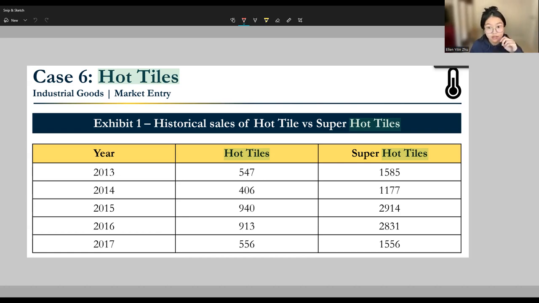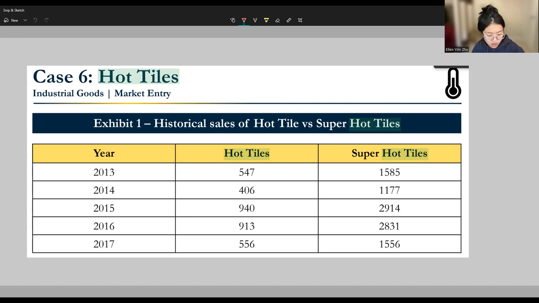It seems like super hot tile is 3 times larger than us. Is this the only competitor in the market? Remember, these are the market for the substitutes. So, what would you use this information for in estimating the market size for hot tiles?